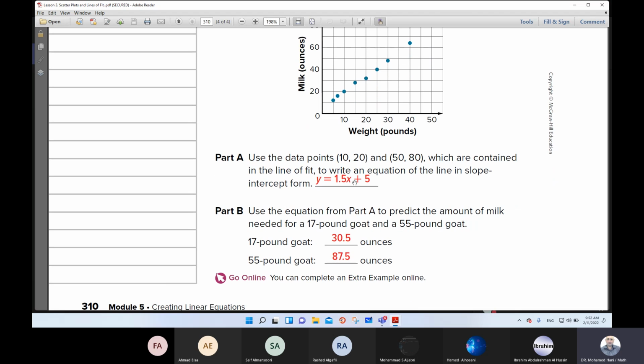Then we have the value of x here. Use the equation from part A to predict the amount of milk needed for a 17-pound goat and a 55-pound goat. So 17-pound goat means 30.5 ounces, and 55-pound goat will be 78.5 ounces.